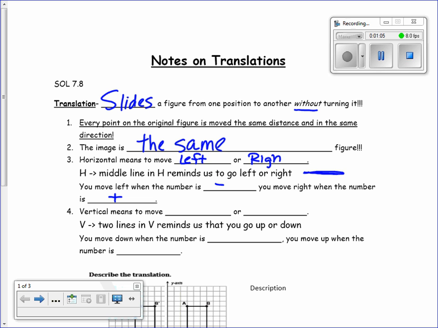Vertical means to move up or down. These are words that you do need to memorize. Sometimes it's hard for us to remember, but we need to. Two lines in the V. Okay, those two lines, they're going kind of up or down, right? They remind us to go up or down. You move down when the number is negative. You move up when the number is positive.